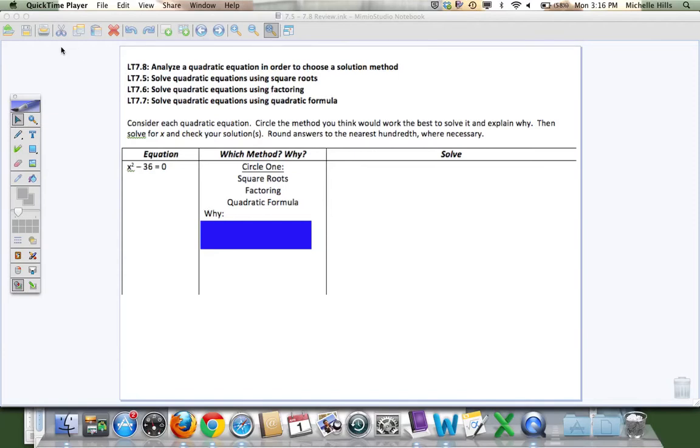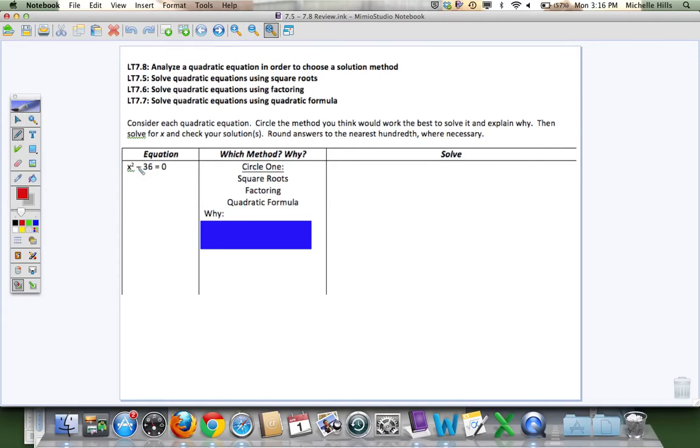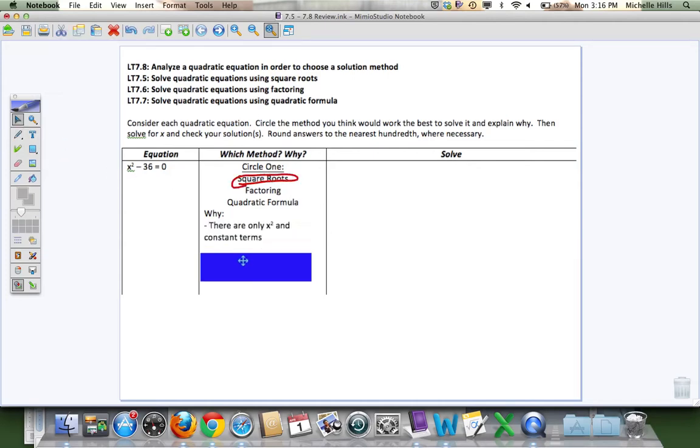So learning targets 7.5 through 7.8 are all going to be together on the test looking something like this, and something like your worksheet 7.8a and 7.8b. When I look at this first equation, I see only an x squared term and a constant, so I know I'm going to solve using square roots. And the reason is because there are only x squared and constant terms.